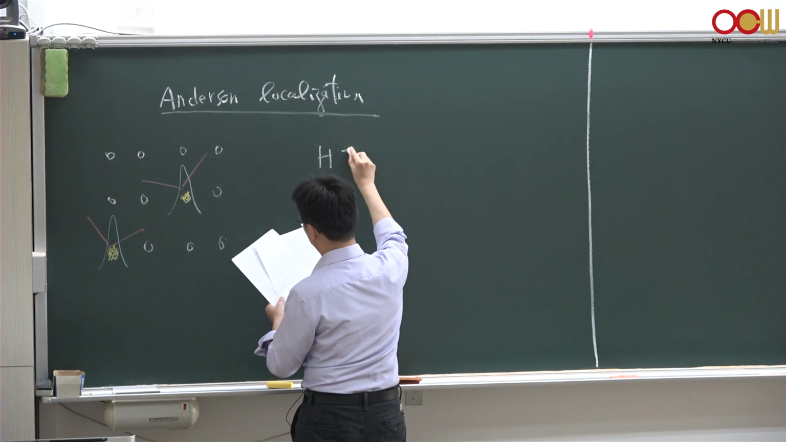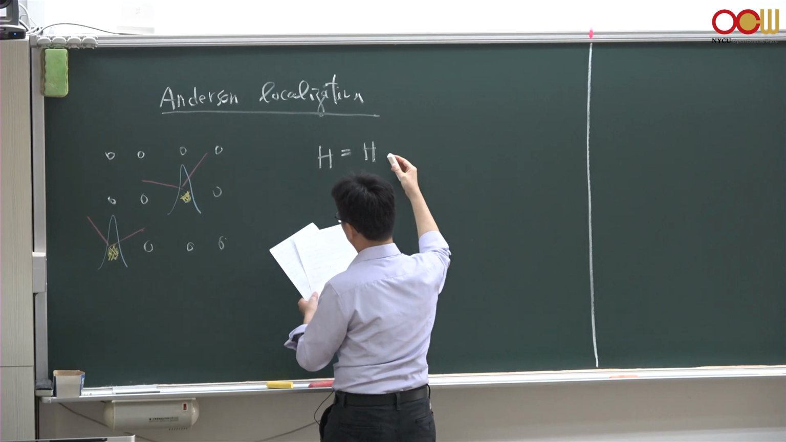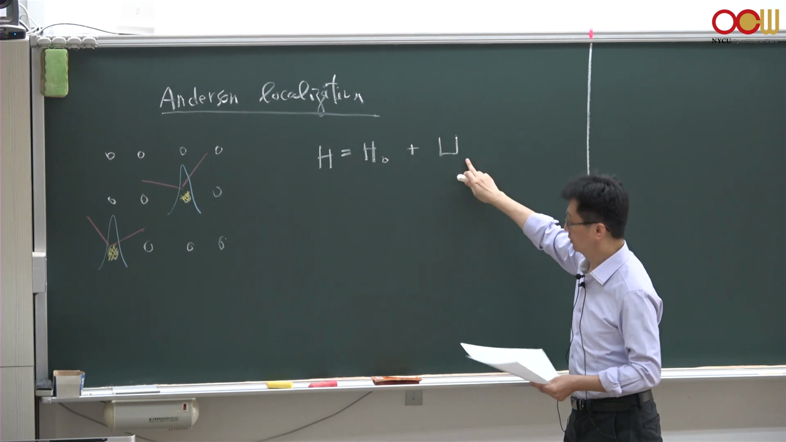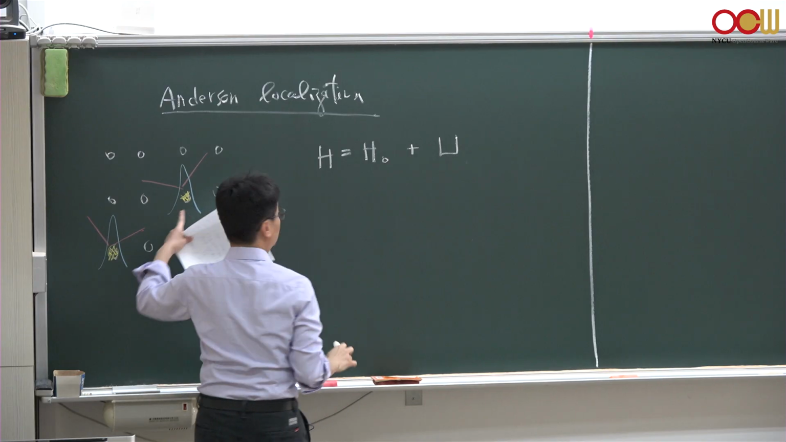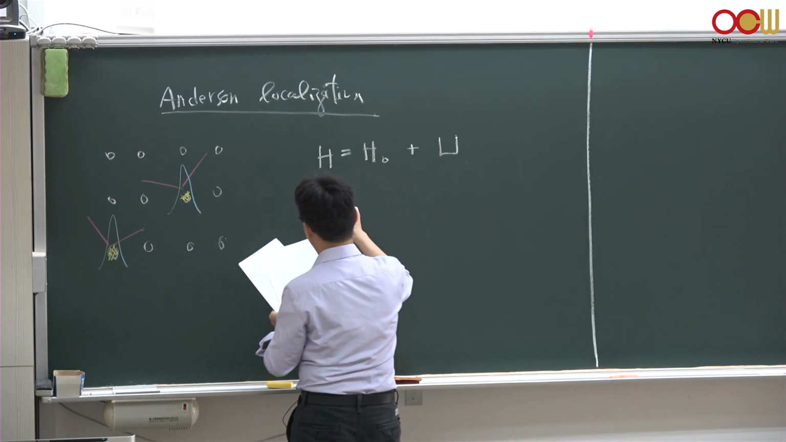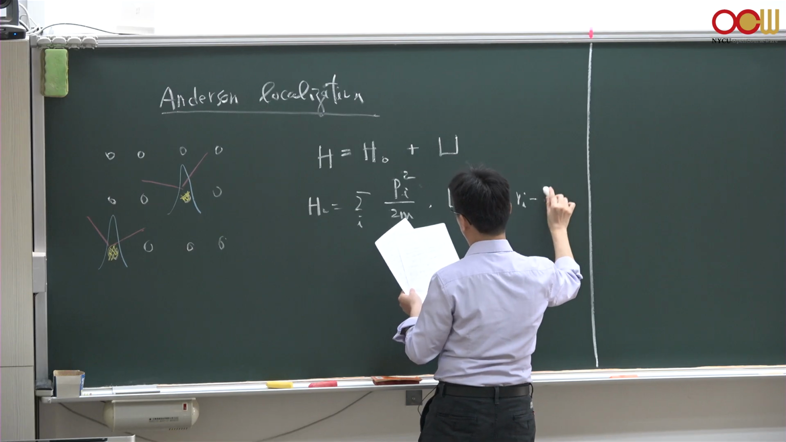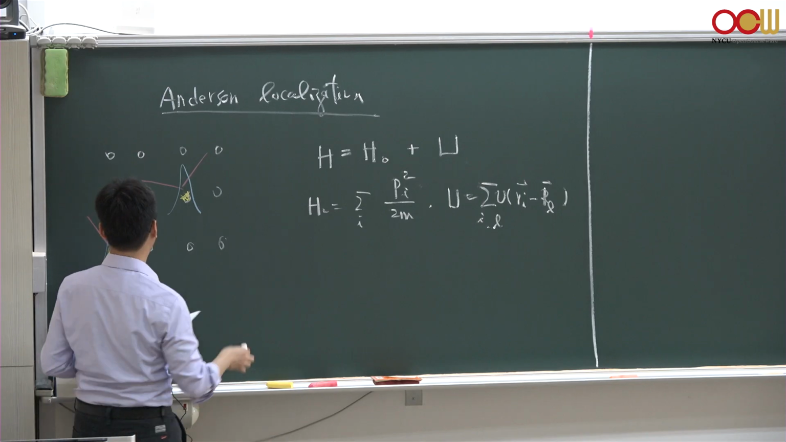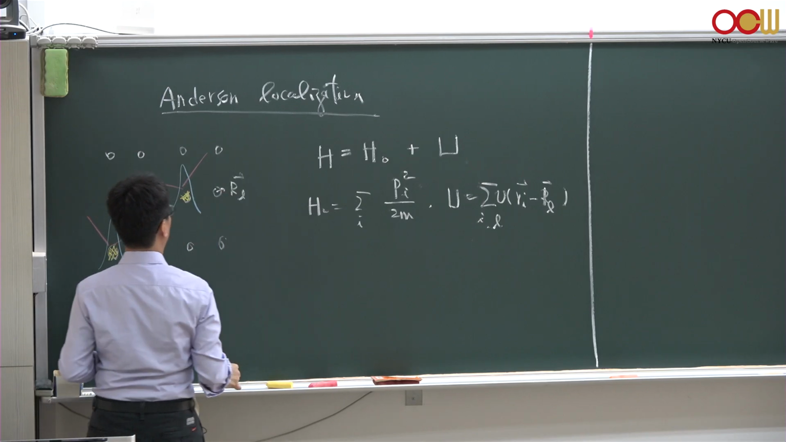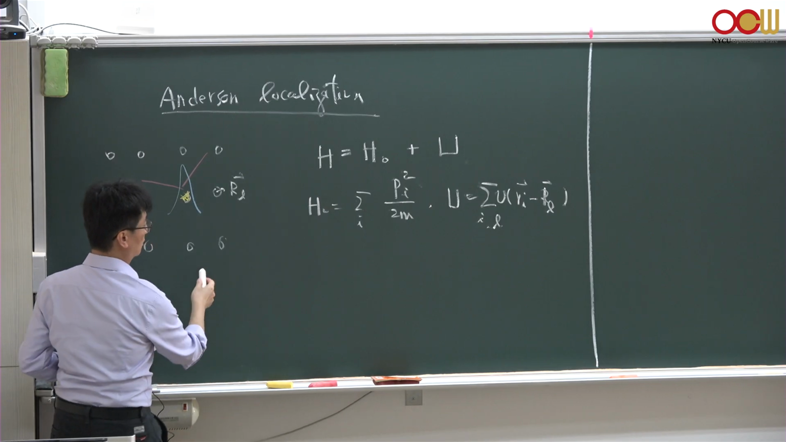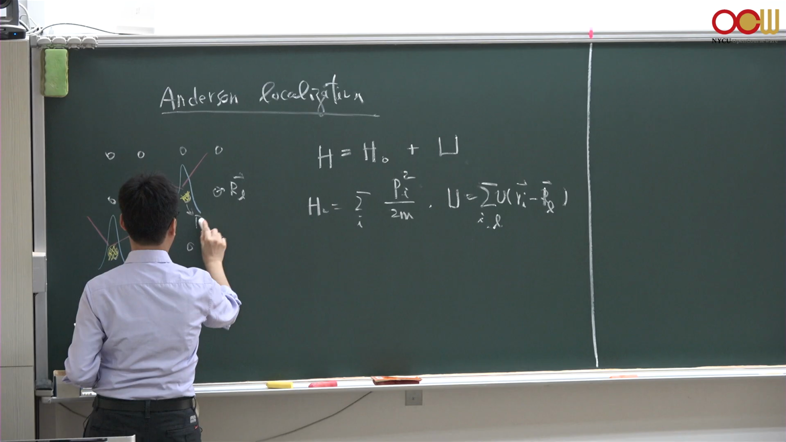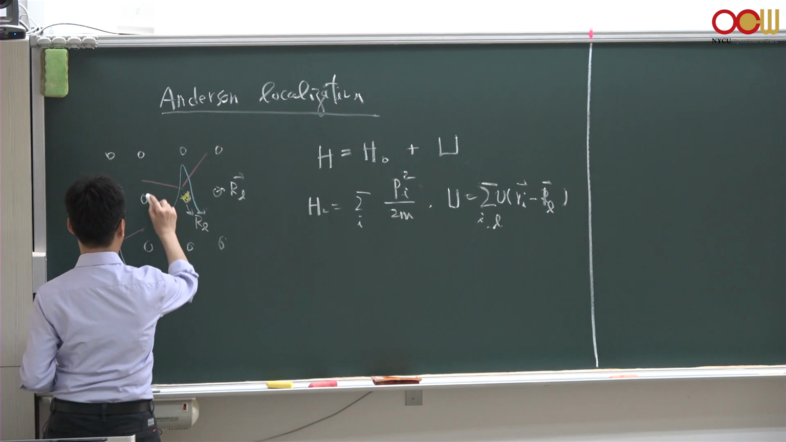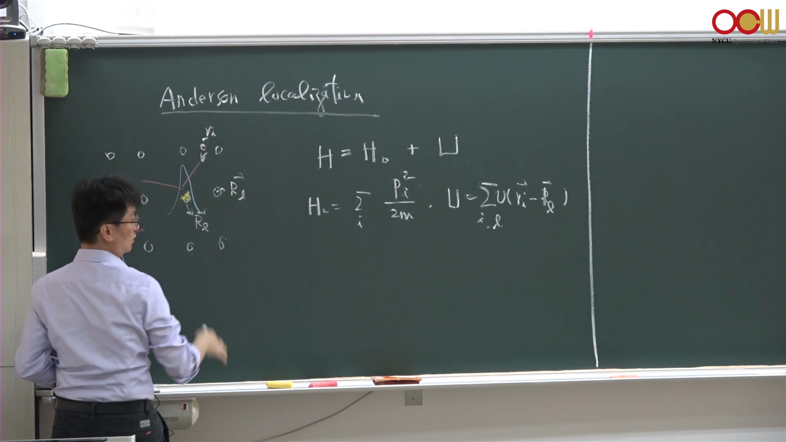So the Hamiltonian for this impurity scattering in a many-electron system is given by H0 plus this U term. Remember, this U represents the sum of all this random potential, which I call V as a function of little r_i minus capital R_L, where capital R_L represents the location of the impurity site, and little r_i represents the electron at any given site.